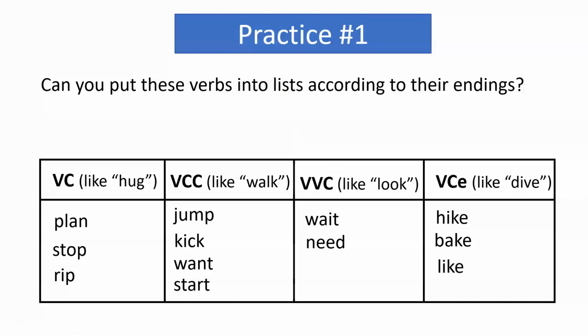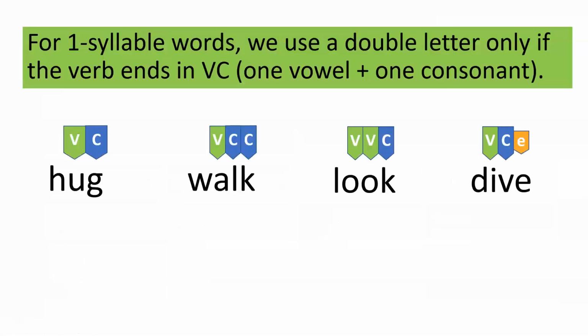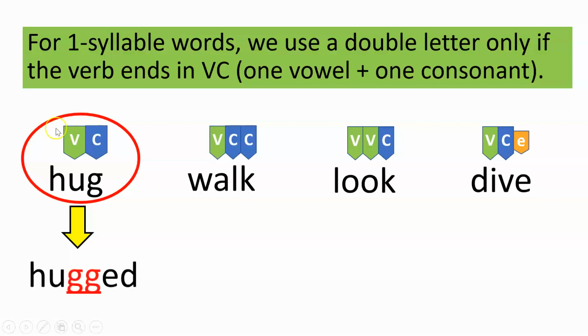So if you can see those patterns at the end of words, then the rest of this rule is going to be easy for you. For one syllable words, we use a double letter only if the verb ends in vowel, consonant. One vowel, one consonant. So this word hug follows the rules, one vowel, one consonant, and that means when we change it to the past tense, we have to put an extra G before we add the ED.